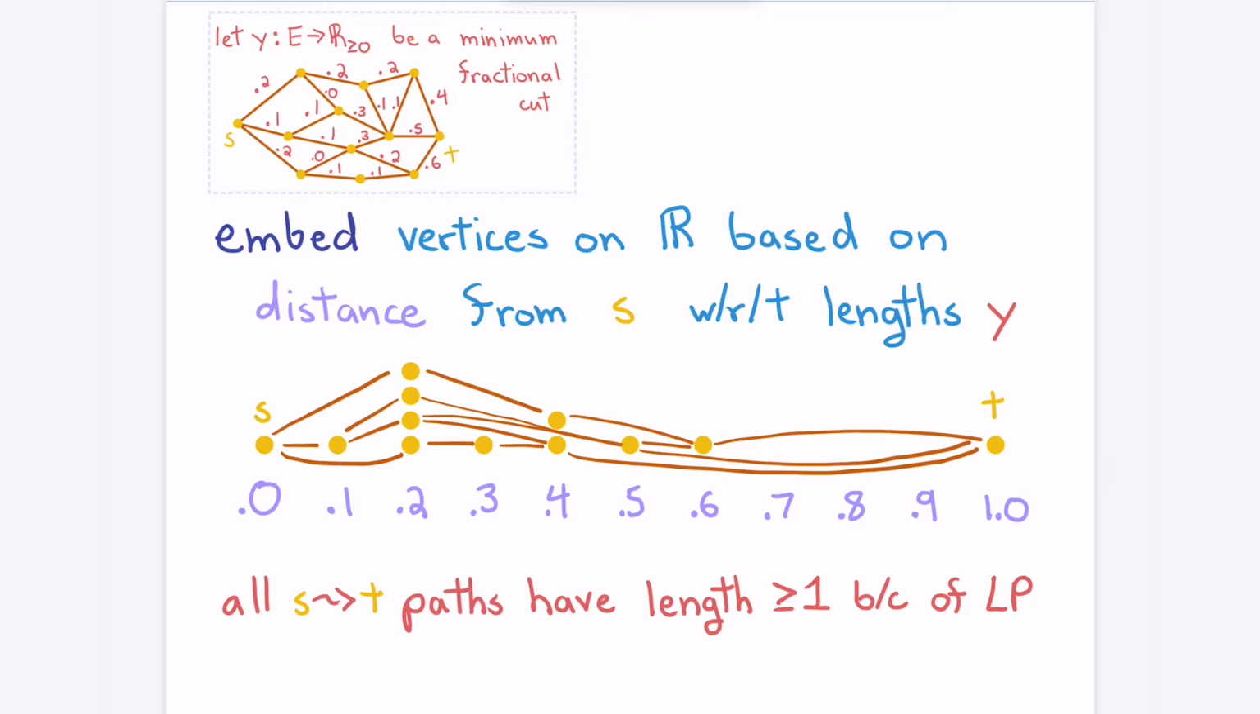So I can embed them on a line from S, and a key point is that T will be at least 1.0, right? Because the distance to T had to be at least 1. In fact, it's probably going to be exactly 1 because the solution will be optimal.